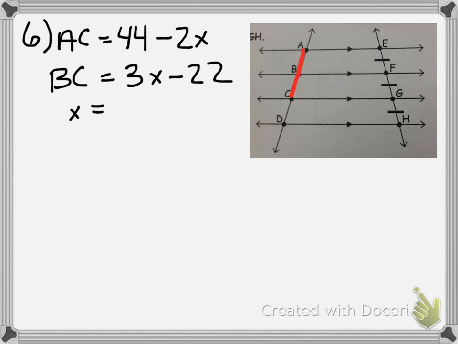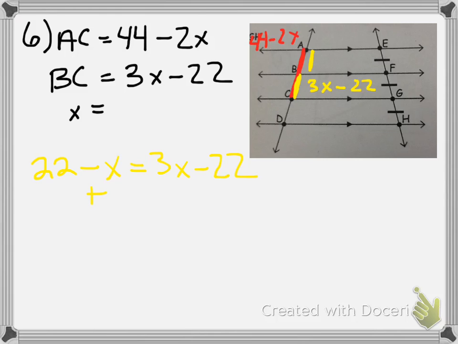Alright, number 6, it says that AC is equal to 44 minus 2x, so that means that this whole space right here is equal to 44 minus 2x. And BC, which is this right here, is equal to 3x minus 22. If the whole red portion AC is equal to 44 minus 2x, that means that AB, this part right here, is equal to half of that. So we can take 44 minus 2x and divide it by 2. That would be 22 minus x, that's this distance right here, which is also equal to BC, so that's equal to 3x minus 22.